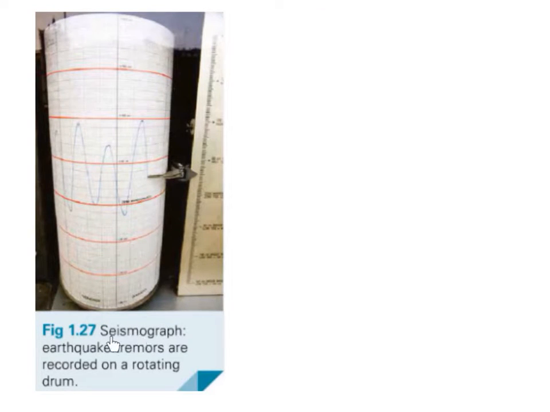This is a photograph of a seismograph. Earthquake tremors are recorded on a rotating drum. So this is the instrument that records the magnitude of an earthquake. We can see we have this little pin that sticks out onto the paper and it moves up and down depending on the strength of the tremors. And we can see that a blue zigzag line has been drawn into the paper. And the higher up the points are, the stronger the tremors are. So a seismograph is the instrument used to measure and record earthquakes.